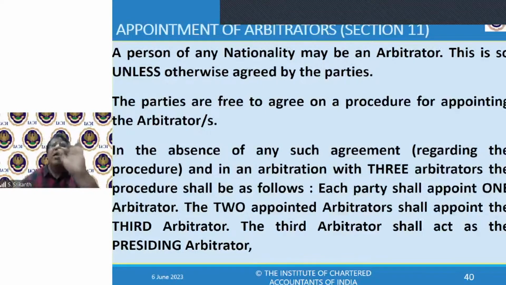A person of any nationality may be an arbitrator. This is part of the UNCITRAL model. This is so unless otherwise agreed by the parties. Everywhere in the Arbitration Act, from now on, there will be one refrain, like the Pallavi in a song. In English it is called a refrain: two lines which will be sung again and again. Like that, this will be repeated again and again: unless otherwise agreed by the parties. You will find many such cases where unless otherwise agreed by the parties. So if the parties say only Indian, then only Indian. But if the parties are silent, then any nationality. So always remember, unless otherwise agreed by the parties.